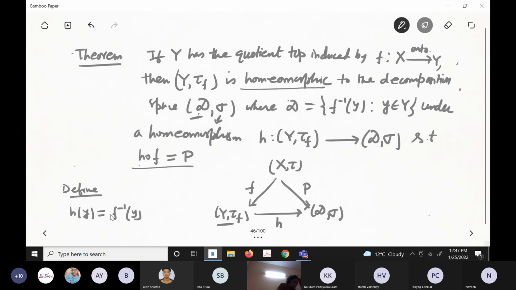look, this is well defined. F inverse Y, it's a class. It's a partition here, a decomposition. So F inverse Y is the member here. So you define it. Okay, so the map is well defined, and because of the previous result I proved, H will be continuous. And you can see what H inverse will also be. Here H is a bijection. Prove that. Exercise. Prove H is a homeomorphism.